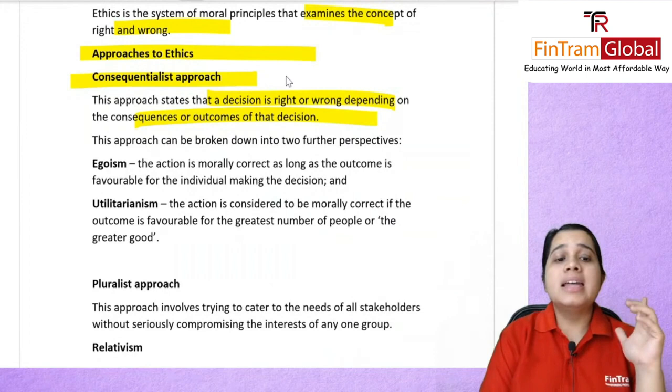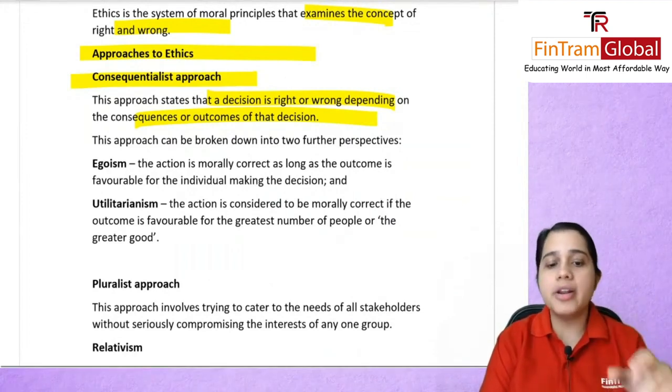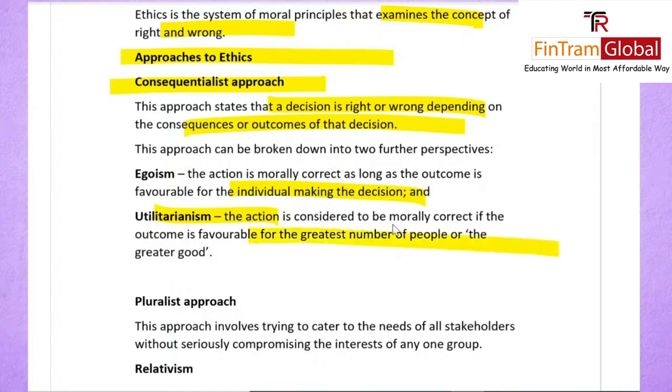So here, your consequentialist approach can be broken into two parts. All right, you have your egoism. They will say that an action is morally correct or wrong depending on whether the outcome is favorable for the individual who is making the decision. But in utilitarianism, they will see how it is going to affect the maximum number of people. Is it favorable for a greater number of people? So they are not just going to consider the individual self.